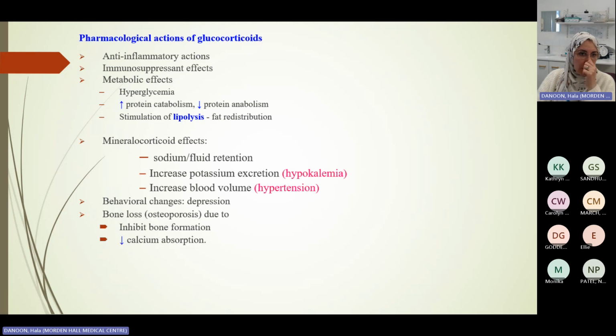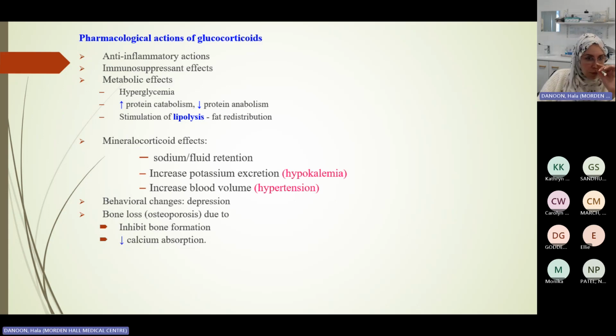The pharmacological action of glucocorticosteroids is that they have an anti-inflammatory action. They work as immunosuppressants. They have a metabolic effect where they cause hyperglycemia. That's why we see patients who are taking oral steroids have higher sugar levels and they need higher insulin, or they need amendment in their anti-diabetic medication. It also increases protein catabolism and reduces protein anabolism. It stimulates lipolysis and fat redistribution.